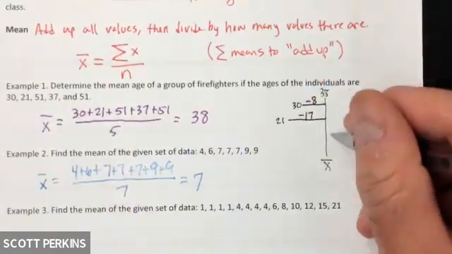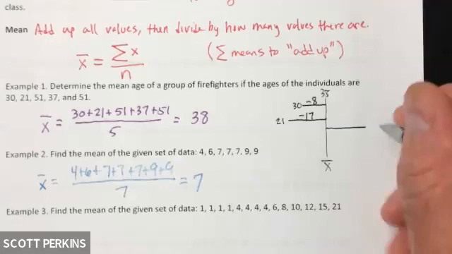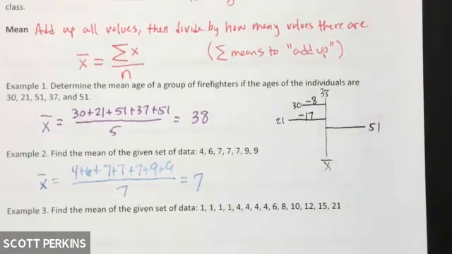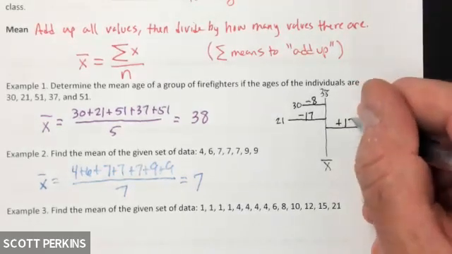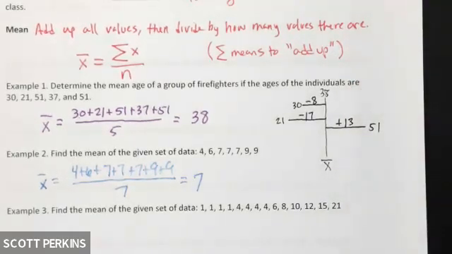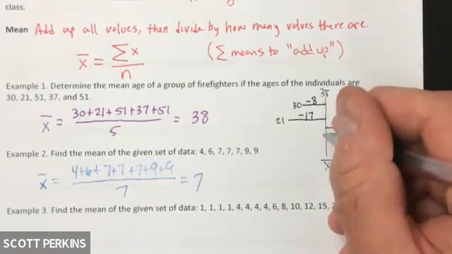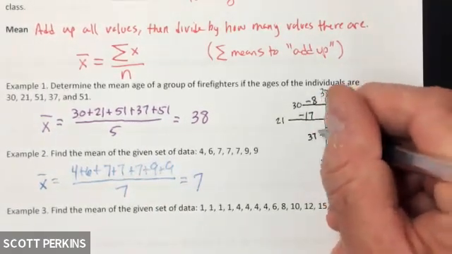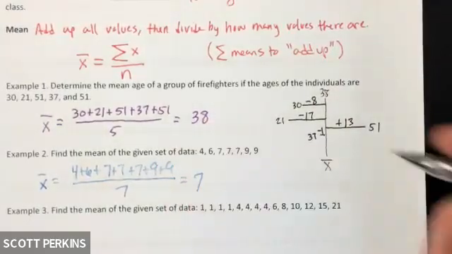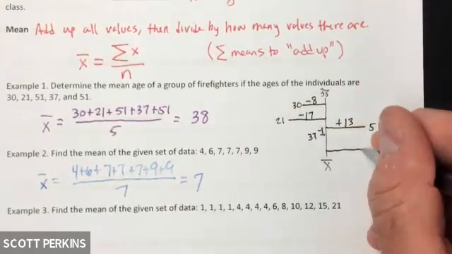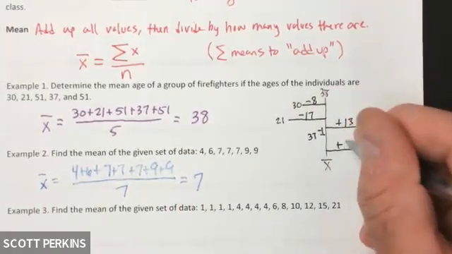The next firefighter is 51. So we're now out here. How far above the mean is that firefighter? 13. So I'm going to put a plus just to reinforce that that's positive. The next one's 37. So just right here, and that's -1. And then finally, we've got another one that's 51. And so that is plus 13.